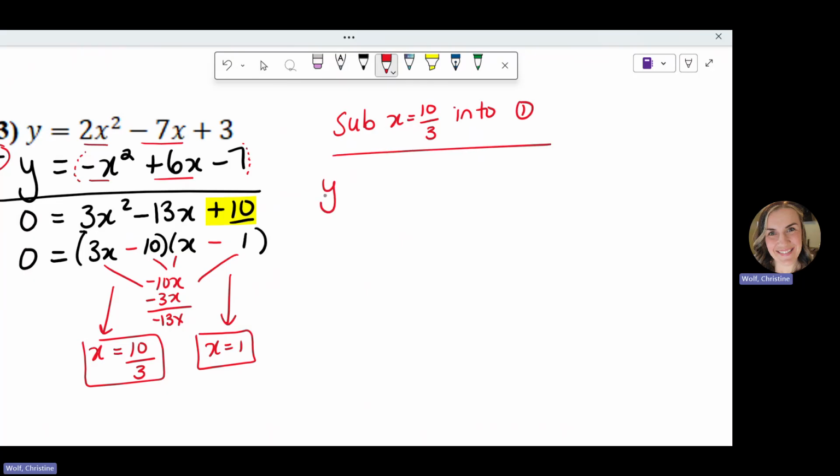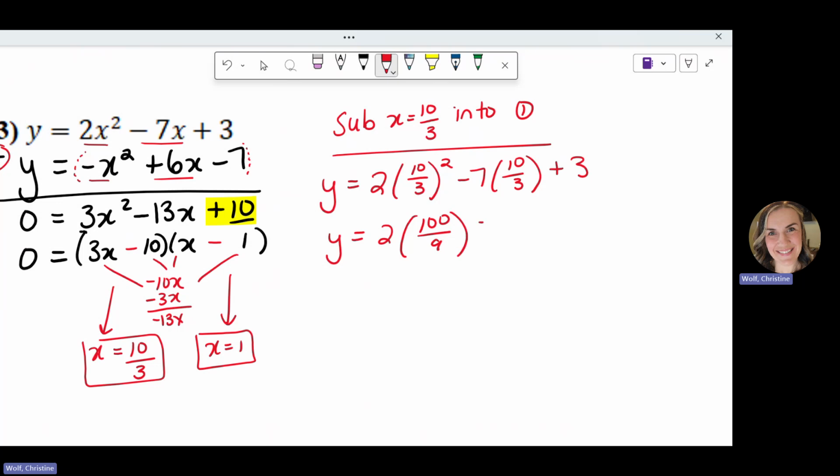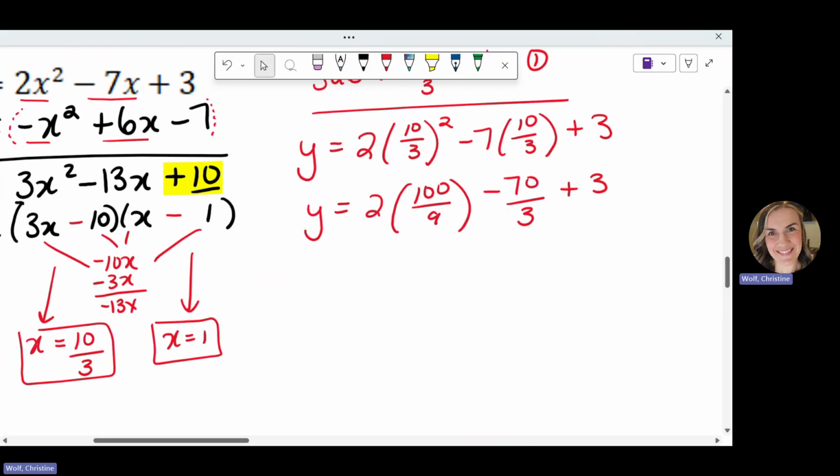Okay, so y will equal 2 bracket 10 over 3 squared minus 7 times 10 over 3 plus 3. Square first. 100 over 9 minus 70 over 3 plus 3. So just some basic math there. I squared that first fraction, and then the second fraction, 7 times 10, got me that 70. Alrighty, now I have 200 over 9 minus, you know what I'm going to do?